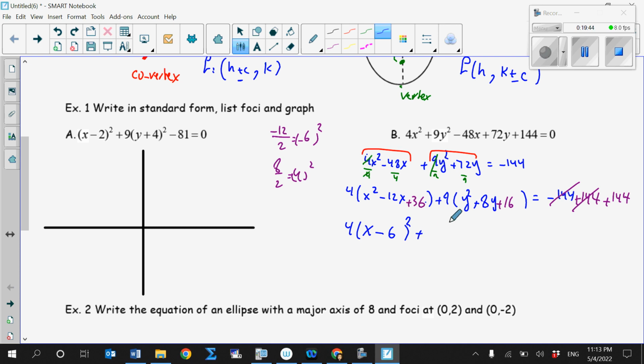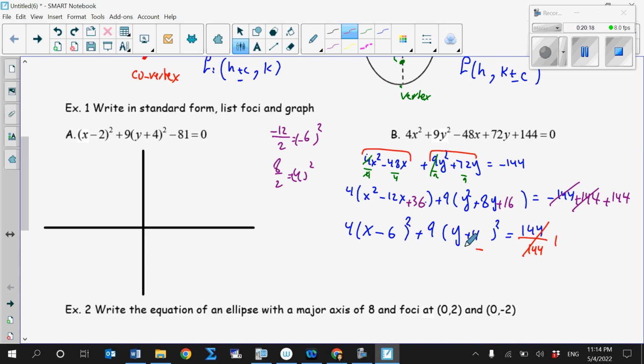And here, I'm going to keep the 9 first, and y plus or minus what number? That is the b value divided by 2. 8 divided by 2 is 4, squared. And the right side is 144. Now there's only one thing left, and that is making the right side 1. So I'm going to divide 144 by itself. So this cancels and it will be equal to 1.